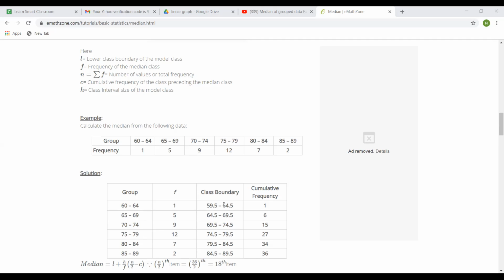So we can add a new column which contains the class boundaries. Now you can observe that if we subtract 0.5 from 60, it becomes 59.5.